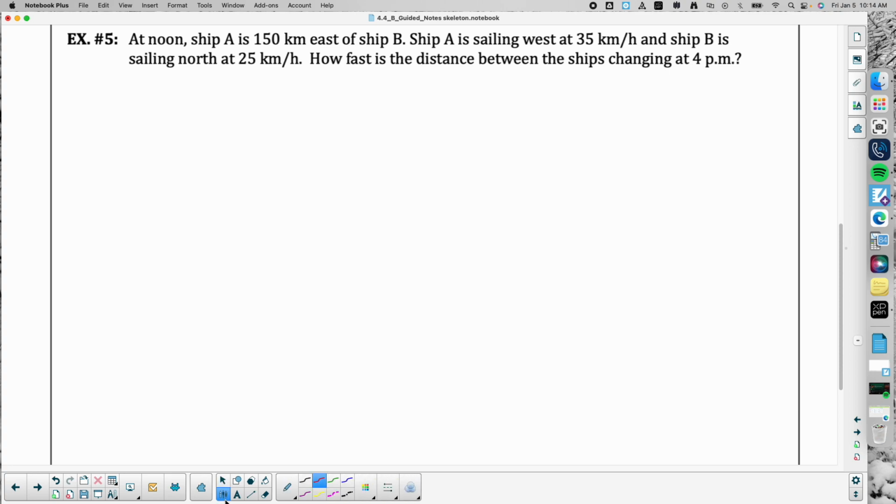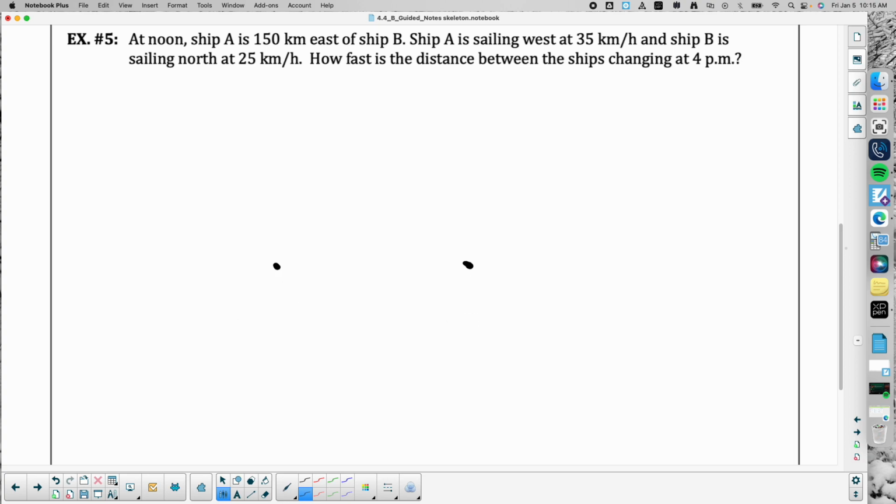I will start it the same way they did though, is we just should draw what it says. At noon, the noon actually doesn't mean anything, it's just telling you ship A is 150 kilometers east of ship B. So in your head, you have to figure out east. East, so ship A is to the right of B. Okay, that's what it's saying. Did I just write that backwards?